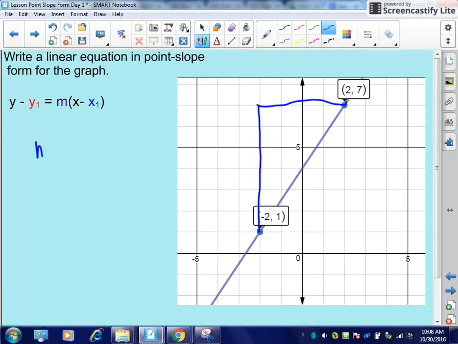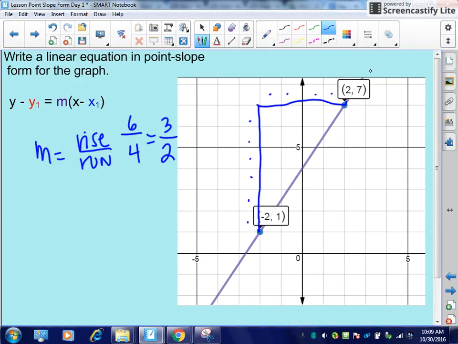So I need to figure out the slope, the rise. Okay, so the rise is 1, 2, 3, 4, 5, 6. And then I need to find the run. 1, 2, 3, 4. Excellent. Okay, so now I need to reduce this, and I also need to think, was it a positive or negative? It was a positive slope, so I just need to reduce this now. 2 goes into both of those, 2 goes into 6 3 times, and 2 goes into 4 twice. So the slope simplifies to 3/2.